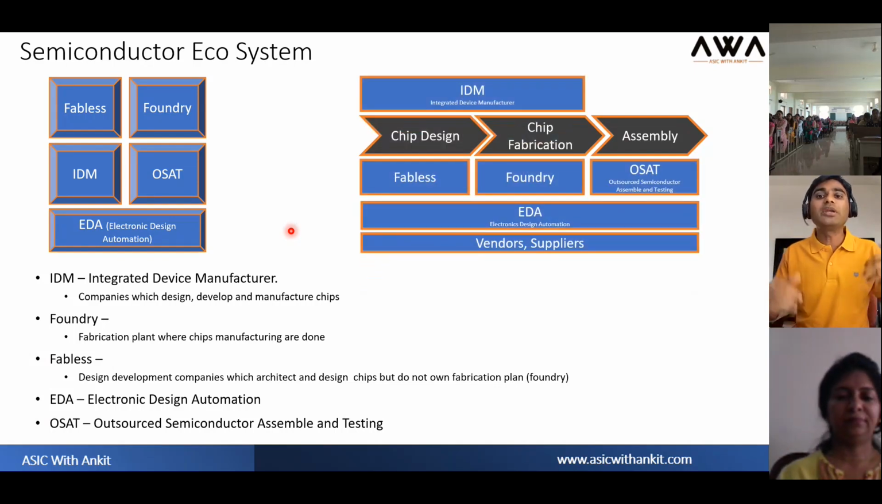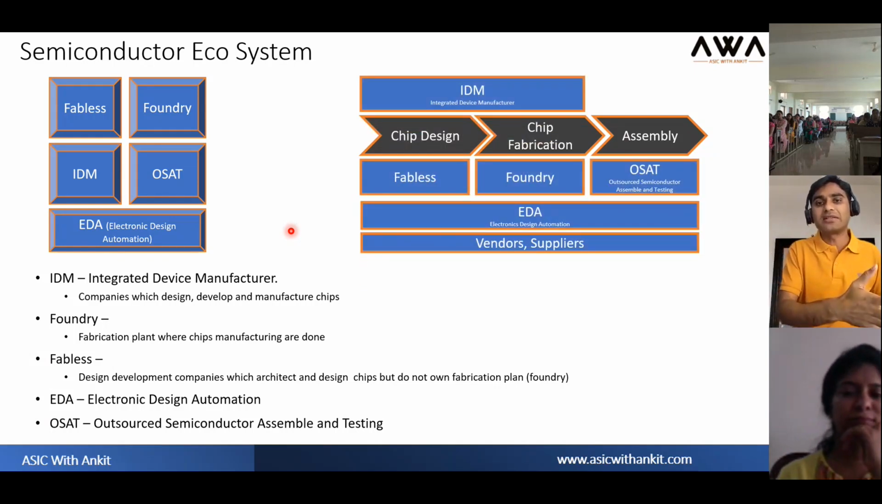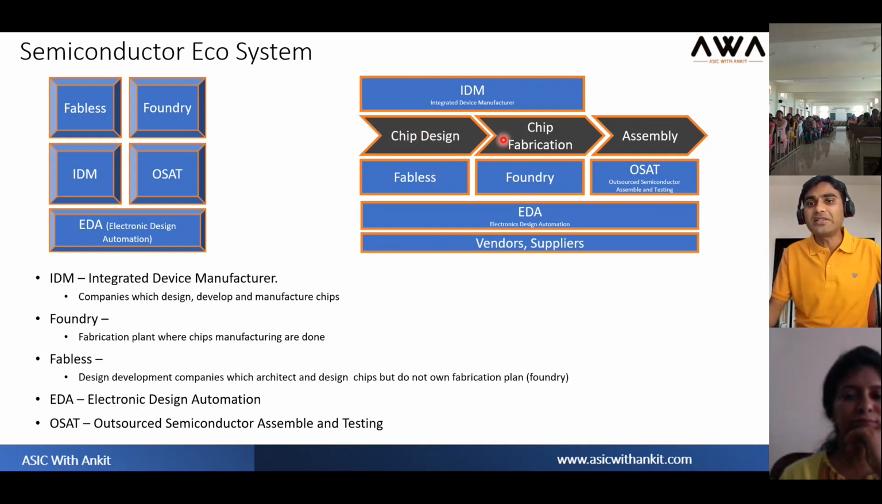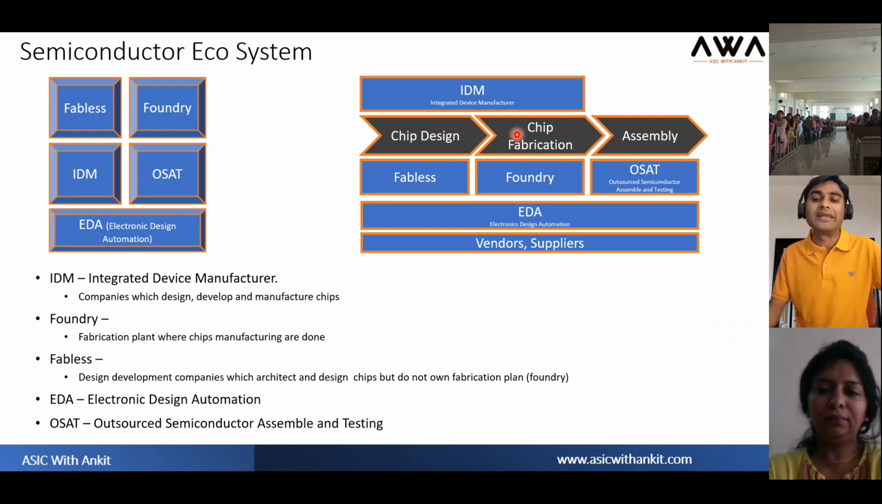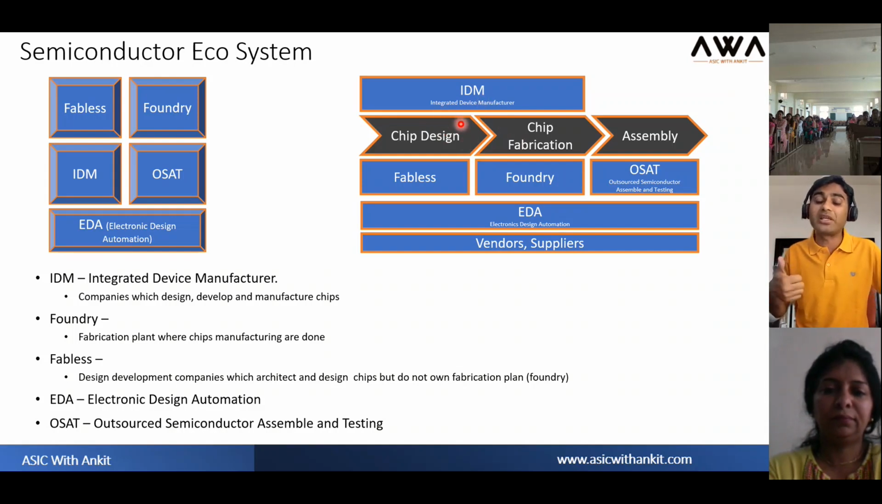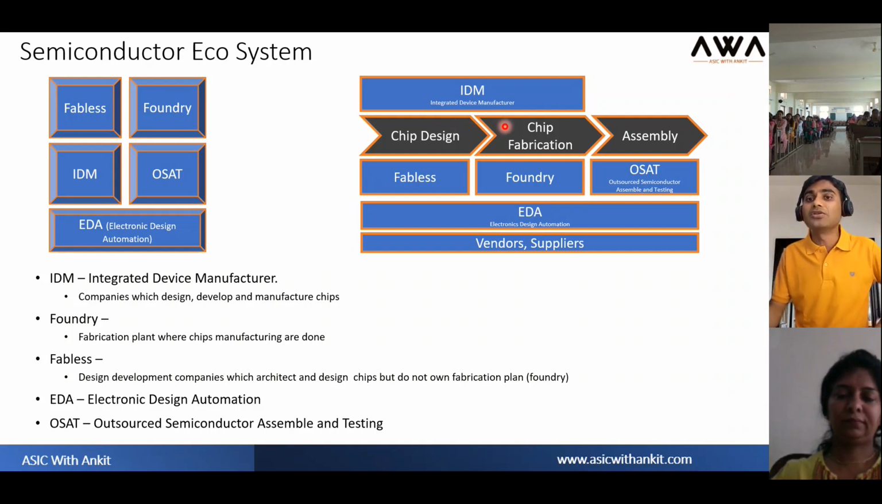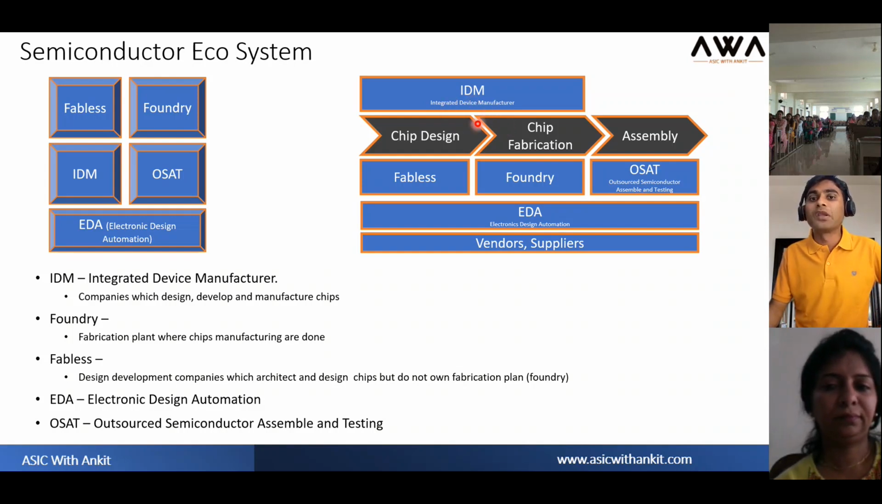Now, how do we correlate this with the ecosystem? Whoever has both chip design and chip fabrication capability is considered to be an IDM, integrated device manufacturer. Companies like Samsung and Intel come under this umbrella, because they have fabrication plants and they also design their own chips. So those companies come under this umbrella.